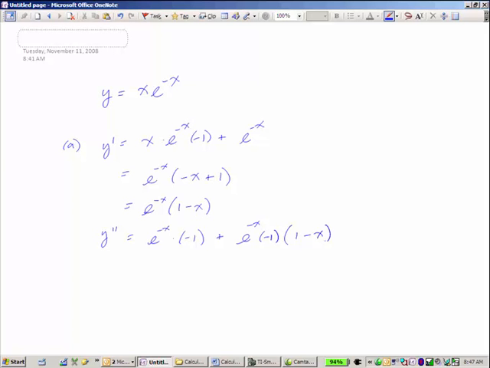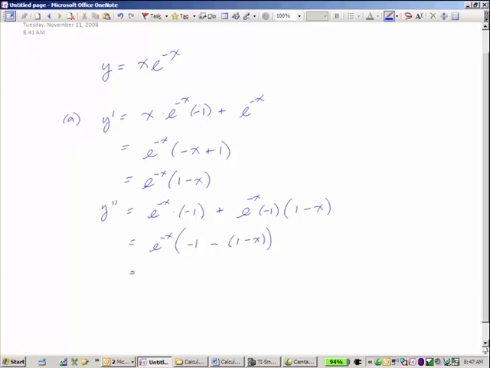I would say the same thing. I'd factor out an e to the negative x, and I'd be left with negative 1 minus 1 minus x. How'd I do for my algebra? Is it all right? Let's see. Negative 1 minus 1 plus x. So David says that's the same as negative 2 plus x, or x minus 2.